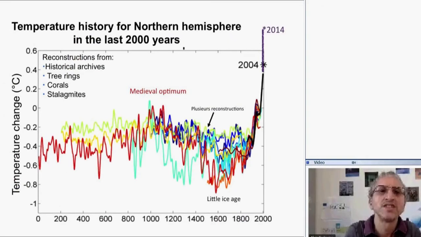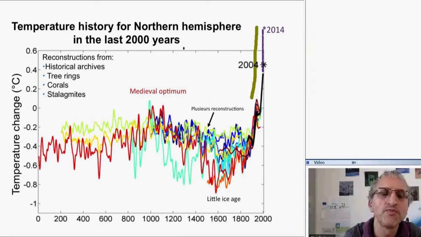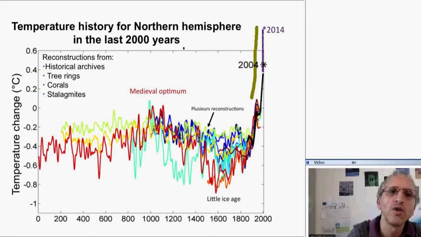And again, this is temperature history for the northern hemisphere. So we've got a lot of data in the northern hemisphere, because there are a lot of people, and there have been a lot of studies there. Here you've got the research where we have air temperature measurements directly, but we can also reconstruct. We can derive the temperature from what we call climate proxies.